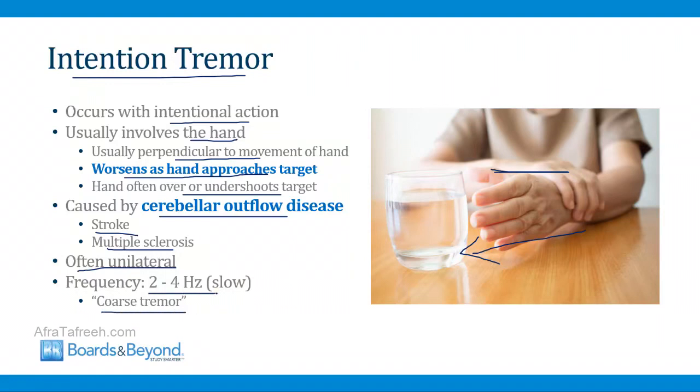If you ever get to examine a patient with an intention tremor, it almost looks like their hand is swaying left to right and just missing the target. It's actually a tremor, but the tremor is just so coarse and slow that it looks like a swaying of the hand more than a fine, shaky tremor.